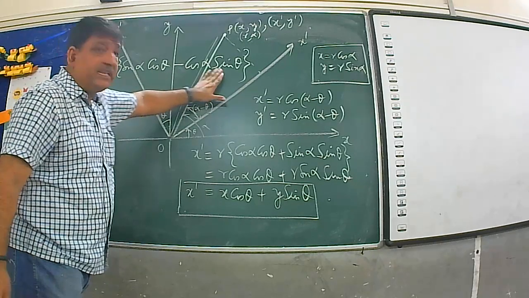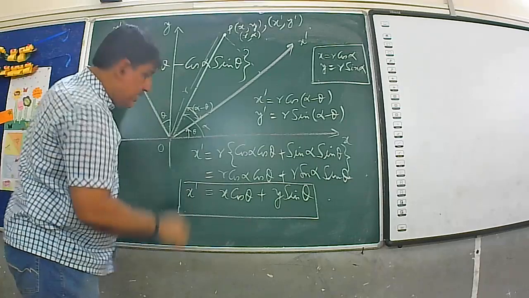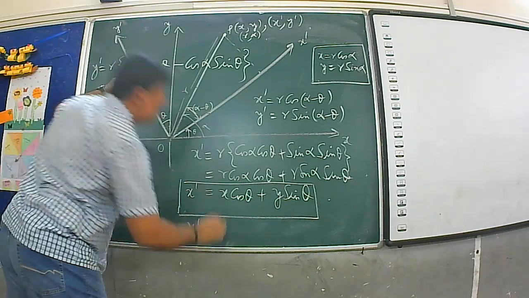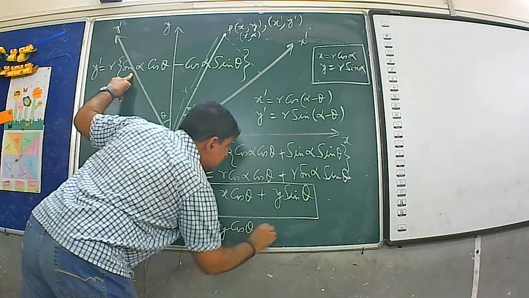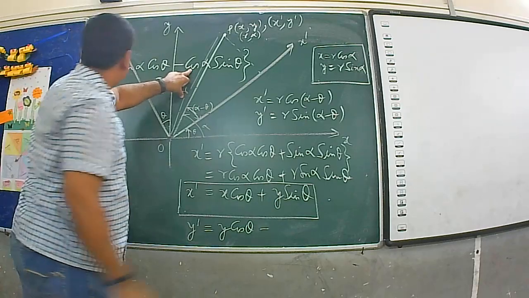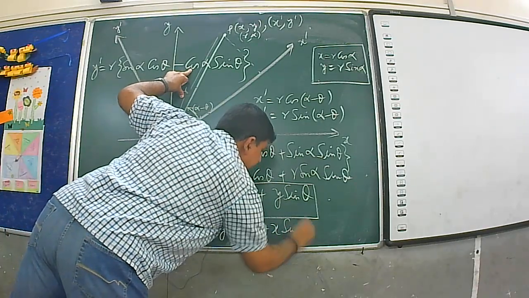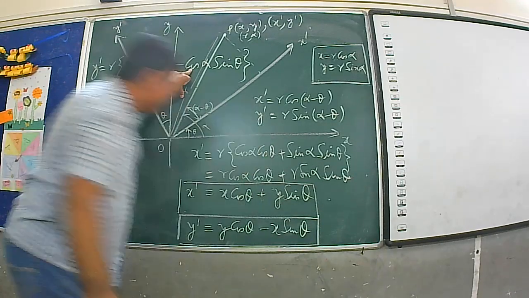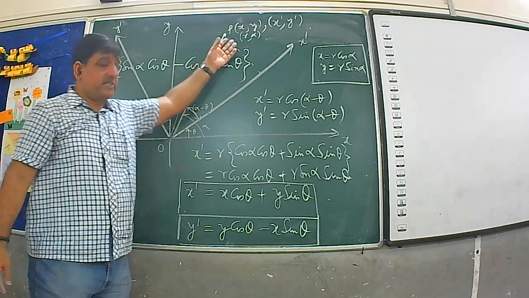From here, if you open the bracket, you will find r sin alpha, which you can write as y. So y dash is equal to y cos theta minus x sin theta, since r cos alpha is x. So these are the new coordinates x dash and y dash with respect to your new axes.